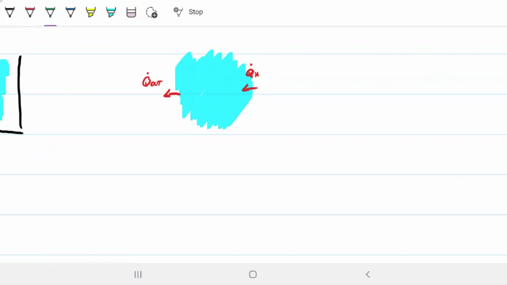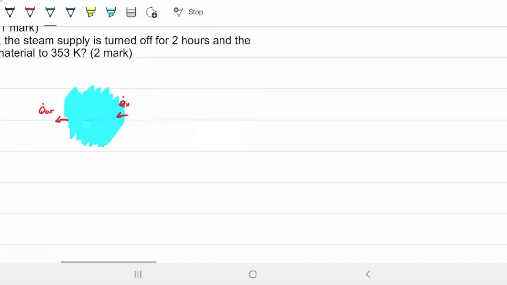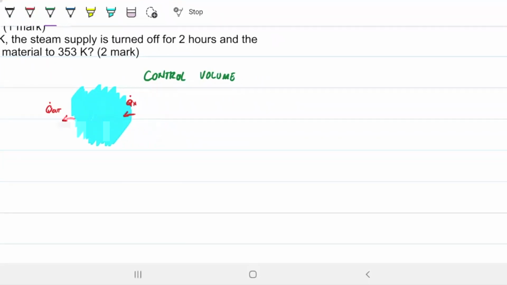Now, I'm going to apply two different equations to this little isolated system, or perhaps a better way to say it, this is our control volume. The first thing I'm going to do is remind you guys of our lumped system analysis.